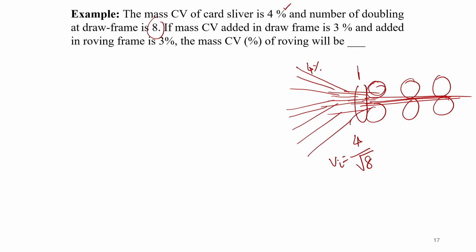VI, the input material, which we can calculate here. And CV of 3% is added in the draw frame. Also, another 3% is added at the roving stage. So we would like to calculate the CV percent of the roving.